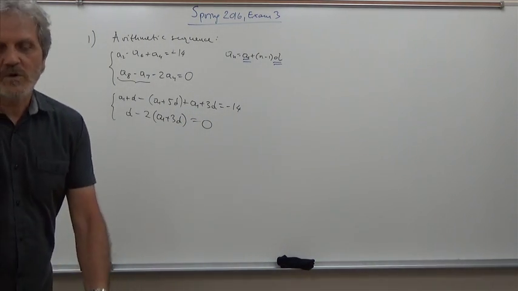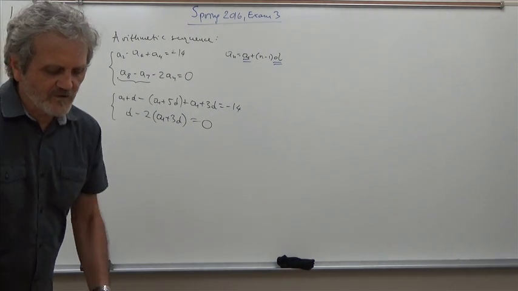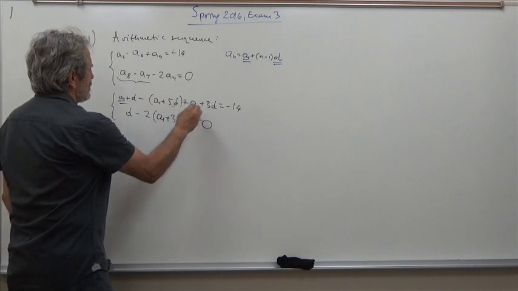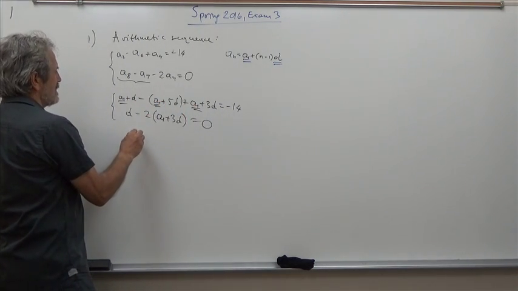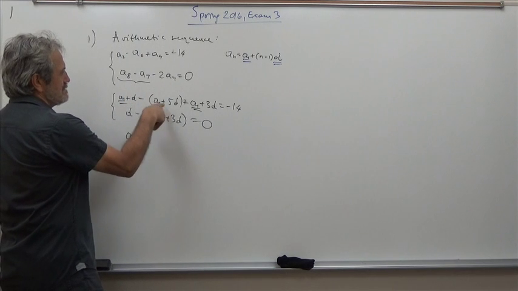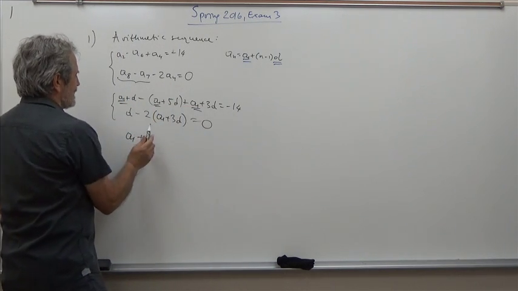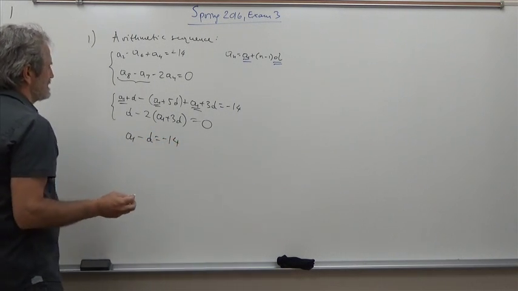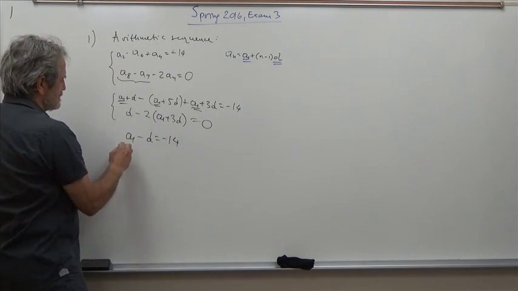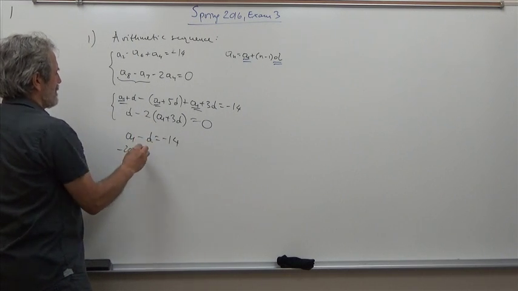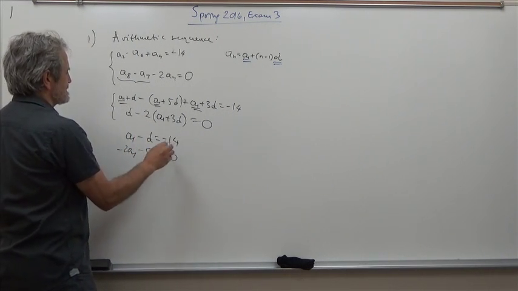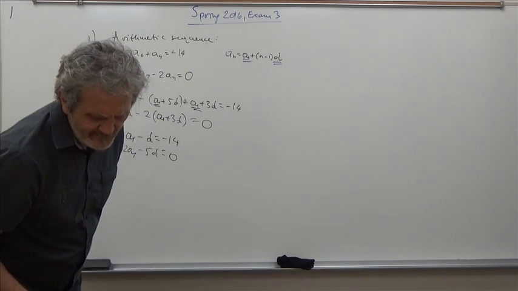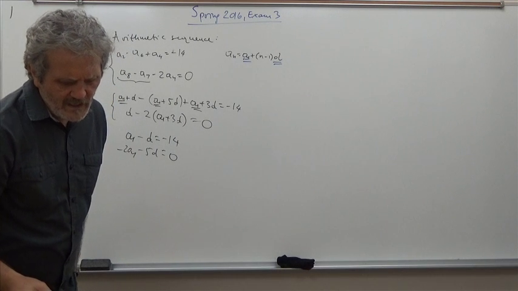This is now a system of two equations with two variables, and that should be fairly easy to solve. Combine like terms and all that: a1 and minus a1 gives us just a1. How many d's? d and 3d is 4d, minus 5d would be a1 minus d is negative 14. Here again, minus 2a1 minus 6d, and d is minus 5d.